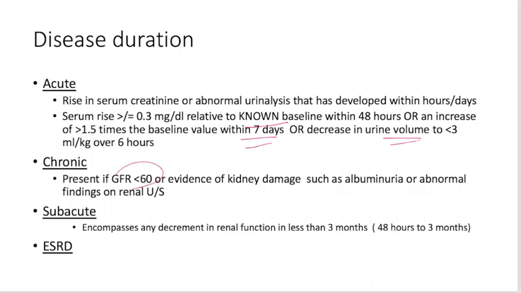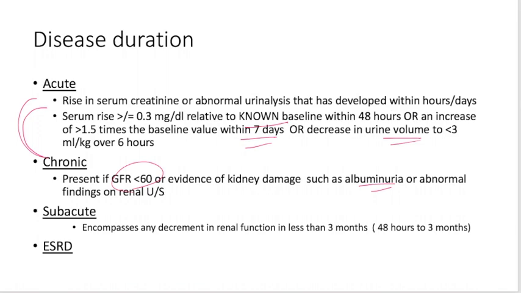Chronic is evidenced by a persistent GFR less than 60, or evidence of kidney damage such as albuminuria, or abnormal findings on an ultrasound. So you have some type of evidence that is persistent. We do have a subacute, and that encompasses the time frame between acute and chronic. And it is any decrement of renal function in less than 3 months. So between the 48 hours and the 3 months, we call that subacute.